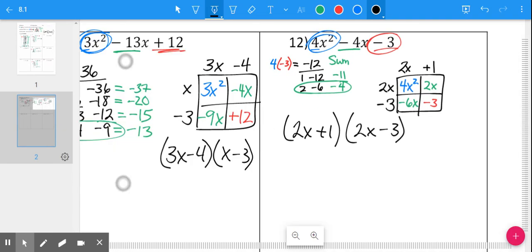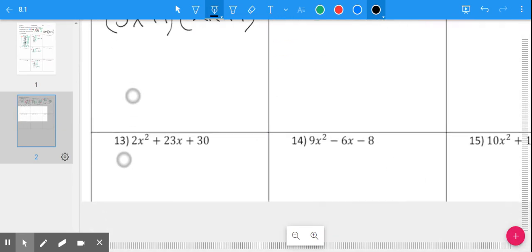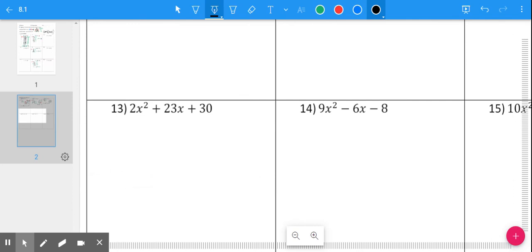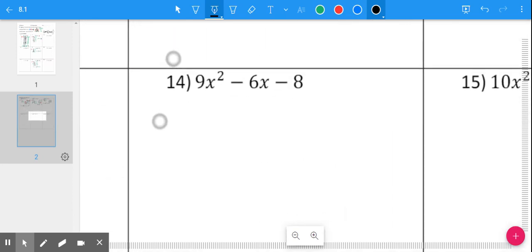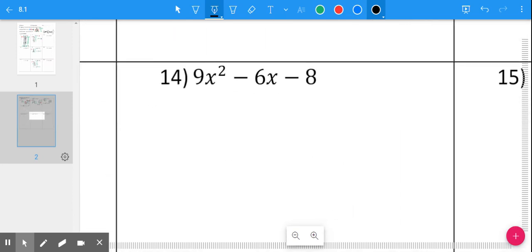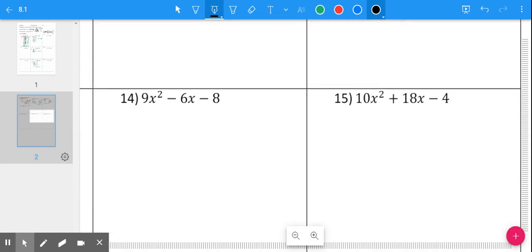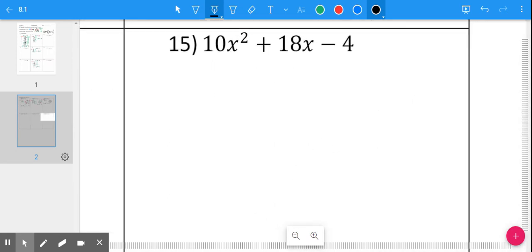All right, we're going to do one more and then I'm going to leave the other two for you guys to use to practice. So we're going to do number 14. Actually, let's make it number 15. So number 15 has an a value of 10 and a c value of negative 4. 10 times negative 4 is negative 40.